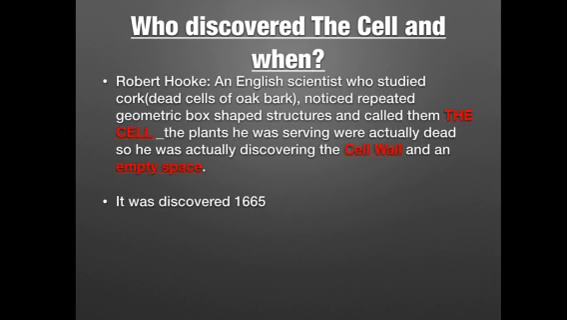Who discovered the cell and when was it discovered? The cell was discovered by an English scientist, Robert Hooke, in 1665, who studied cork, which is the dead cells of an oak bark. When he was studying the cork, he noticed the repeated geometrical box-shaped structures, and he decided to call them the cell. The cork was dead, so he was actually only studying a cell wall and an empty space, not an actual cell.